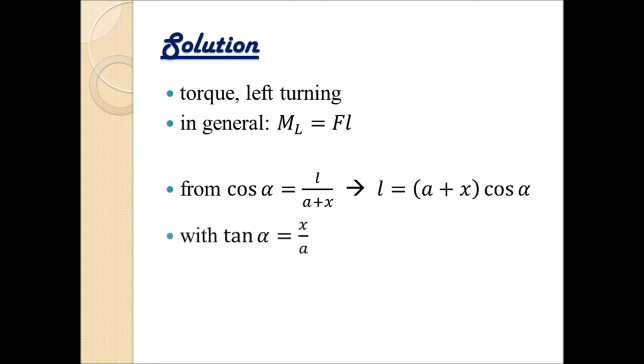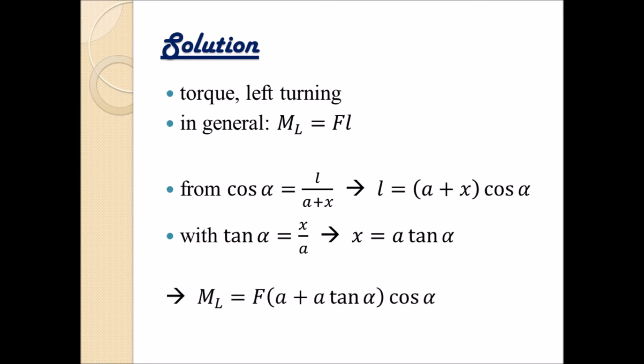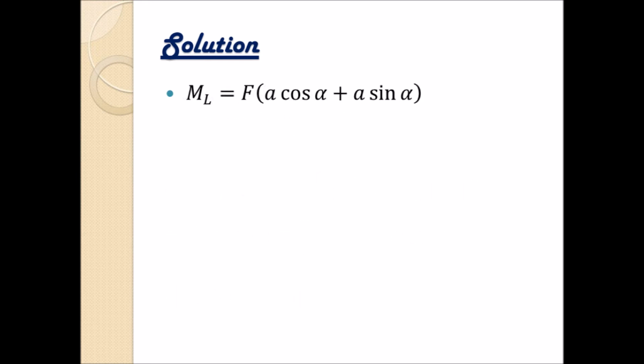And we said that the tangent of alpha equals x divided by a. If we write this as x equals a multiplied by the tangent of alpha, then we have one equation that fits all. The left turning torque ML equals F multiplied by (a plus a times tangent alpha), and everything also multiplied by the cosine of alpha. We can again rewrite it in a simply nicer form shown here.